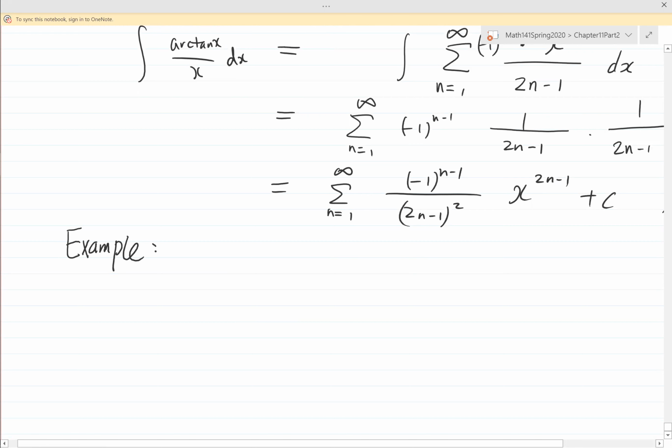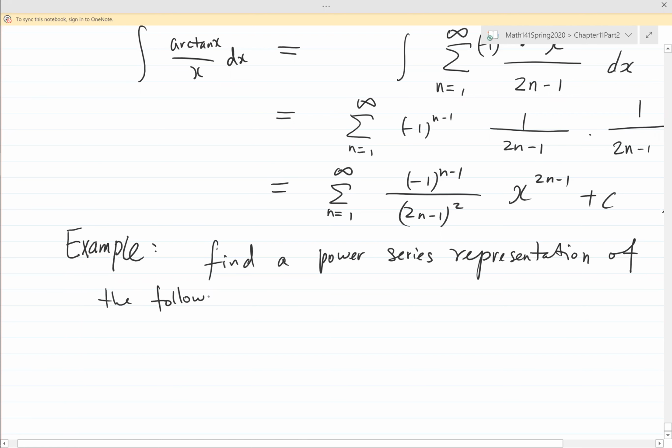More examples. Find the power series representations of the following functions. So let's see this example.